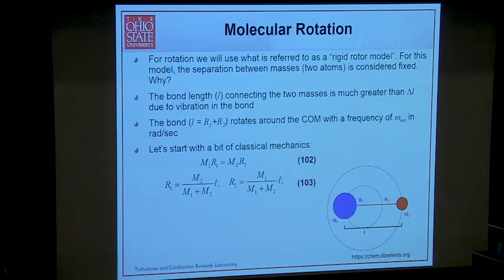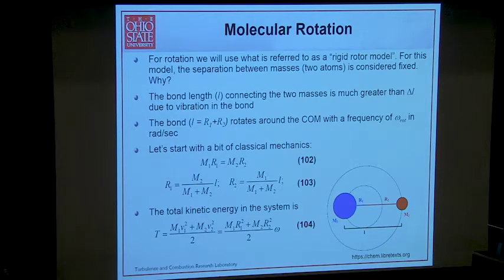In order to solve this, let's start with a little classical mechanics. If we took a rigid system and put one mass here and one mass here, then the mass 1 times the radius R1 has to equal the mass 2 times the radius R2. Now we can solve for R1 by dividing by M1, substitute this expression, do some manipulation, and you can find these expressions that relate the radii R1 and R2 to both of the masses and the bond length.